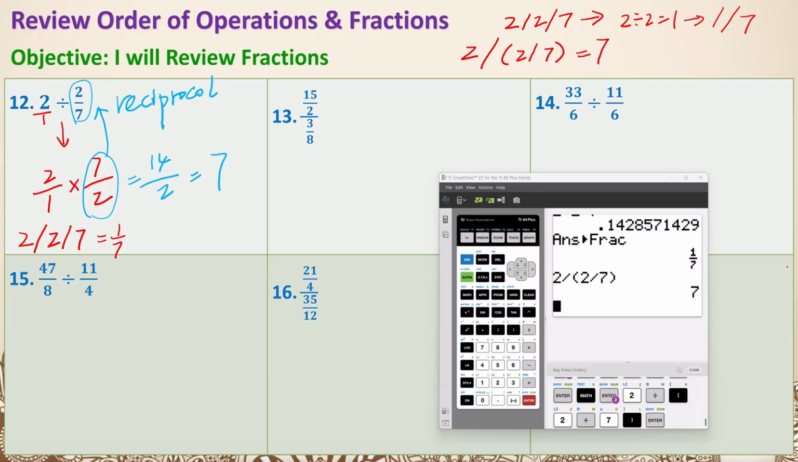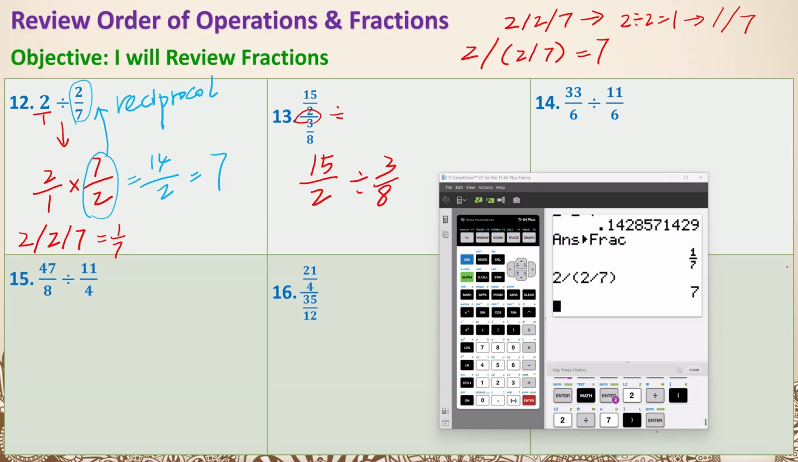Okay, number 13. Well, that looks like a very complicated question, but here's what it is. Something you need to understand, the fraction line is actually a division symbol. So when we actually do this question, it's just division. It is the same as 15 over 2 divided by 3/8. So let's try it with our calculator.